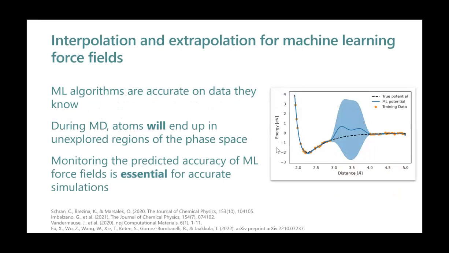So the plot on the left is a very toy example where we try to learn a Lennard-Jones potential with a Gaussian process regression. And you can see very clearly what happens. You're very accurate where you have data, but once you start having no data, the model does what it wants, basically. And unfortunately for us, doing molecular dynamics, atoms most likely will end up in regions of the phase space you've never seen before. So it is essential in machine learning potentials to monitor the predicted accuracy of the force field itself in order to have accurate and trustable simulations.